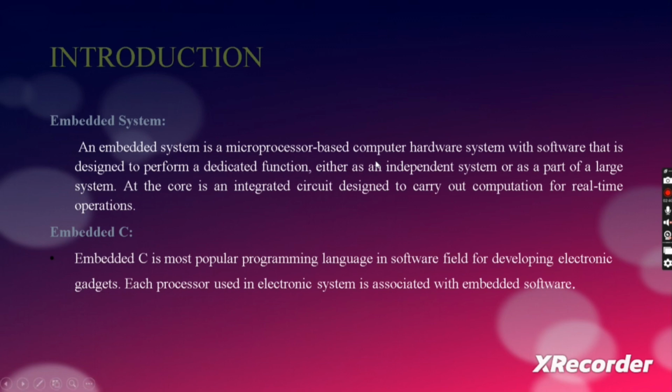Coming to the introduction, let's see what an embedded system is. An embedded system is a microprocessor based computer hardware system with software that is designed to perform a dedicated function, either as an independent system or as a part of a larger system. And let's see what Embedded C is. It is a popular programming language based on the C programming language, and it is used to develop electronic gadgets.